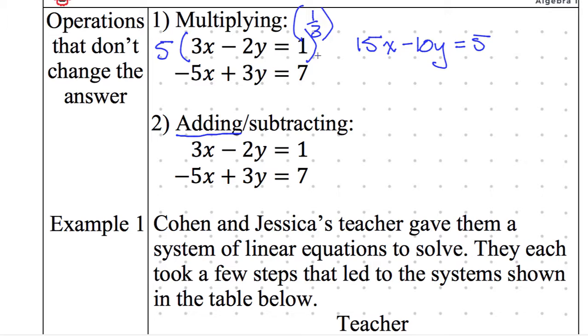Let's talk about number 2. This one is a little bit harder to see. If you add or subtract the equations and create a second equation, or if you add 2 equations and you come up with a third equation, that's the correct way of saying it, that also does not change the answer. So, for example, let's add these 2 equations together.